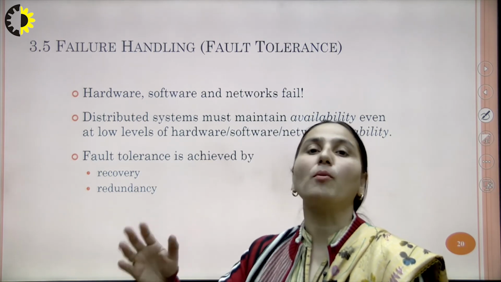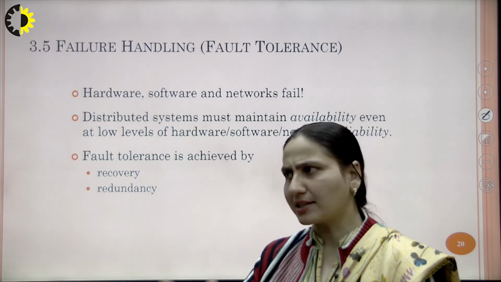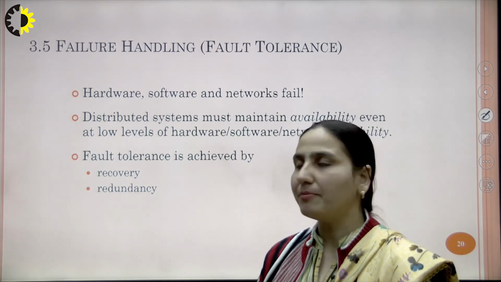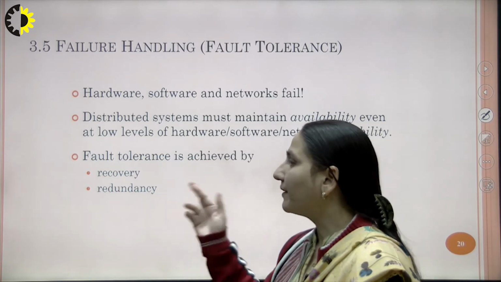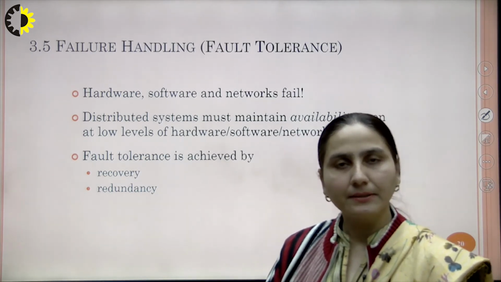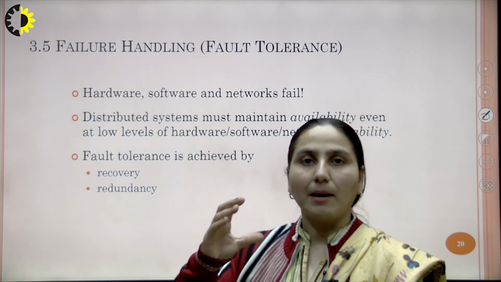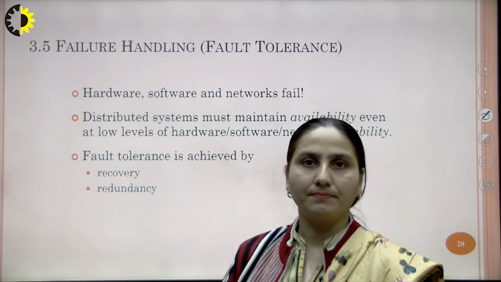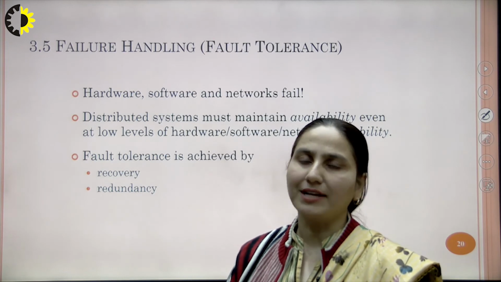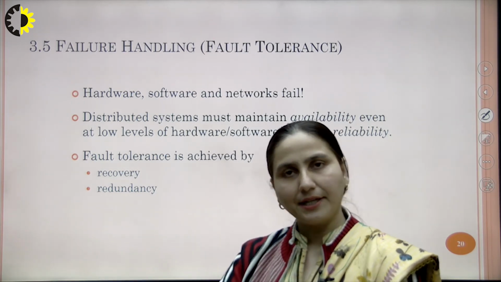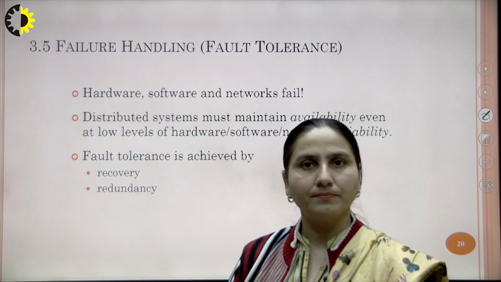What is actually the probability of failure-free operations? That the system is not going to fail. Now, fault tolerance is achieved by recovery and redundancy. Now, what is recovery? How are we going to recover if particular data is lost due to one reason or another? We have a huge amount of data, we have different nodes, and the data is stored at those nodes.